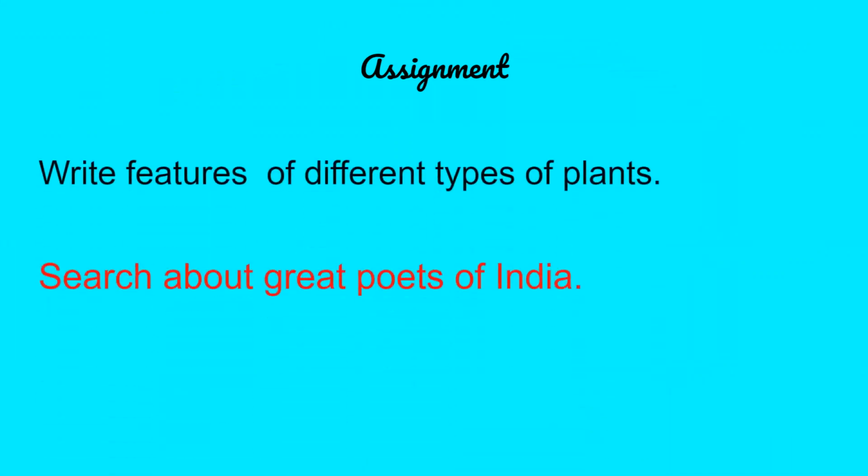So with this, the chapter on the great poets of India is over. Here is the time for the assignment. So what is your assignment? Write the features of different types of plants. We studied different types of plants. You write down their features, the name of the variety of the plant, like creeper, tree, and the types of branches, leaves, trunk.